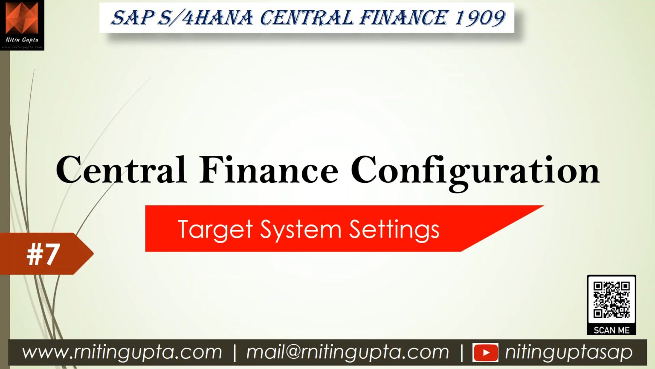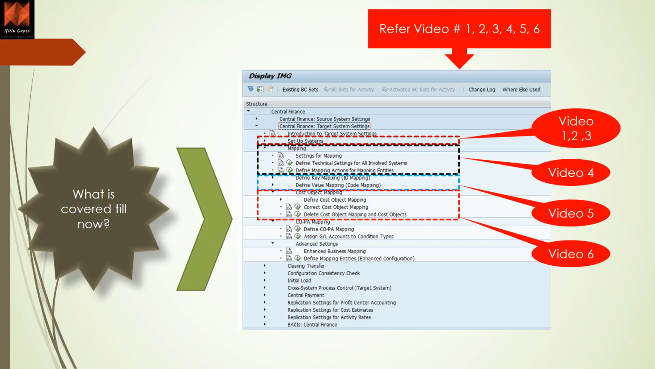Hello. So this video is in continuation for central finance configuration, and we will be focusing on another configuration topic. But just to give you a background, what has been covered in a sequential manner: in videos 1, 2, 3 we covered setup systems. Video 4 we spoke about mappings. Video 5 we spoke about key and value mapping, and video 6 we spoke about cost object mapping. So when you listen to this video, please ensure you have already covered the sequence. That's what we are following for the configuration.